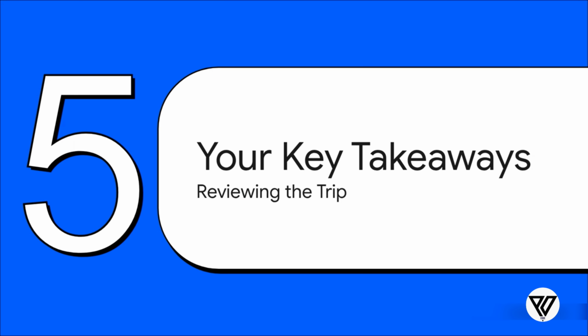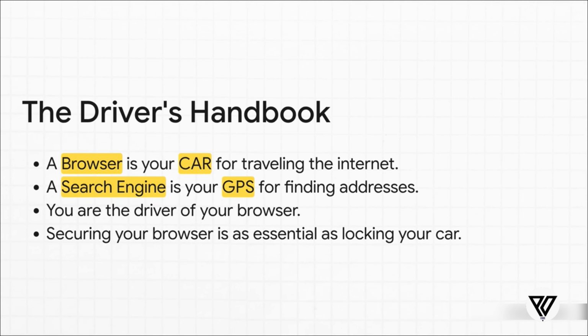Okay, let's pull over for a quick sec and just go over the highlights from our trip today. So here it is, your new digital driver's handbook. Number 1, a browser is your car. It's what you use to travel the internet. Number 2, a search engine is your GPS. It just helps you find the addresses. Number 3, your browser is your vehicle, which means you are the driver. And finally, number 4, securing that browser isn't some optional feature. It's just as essential as locking your car.